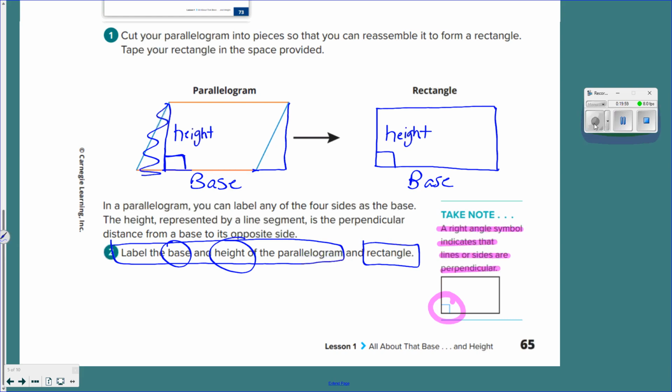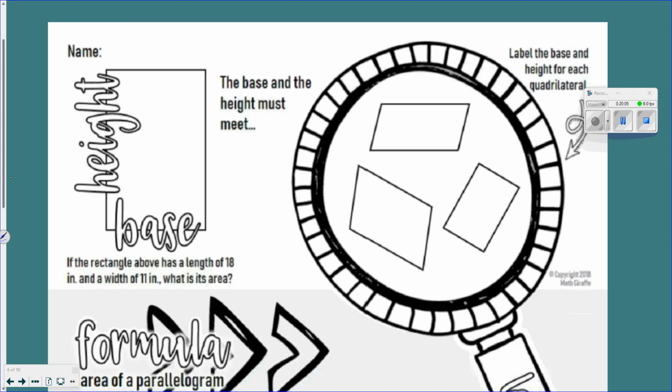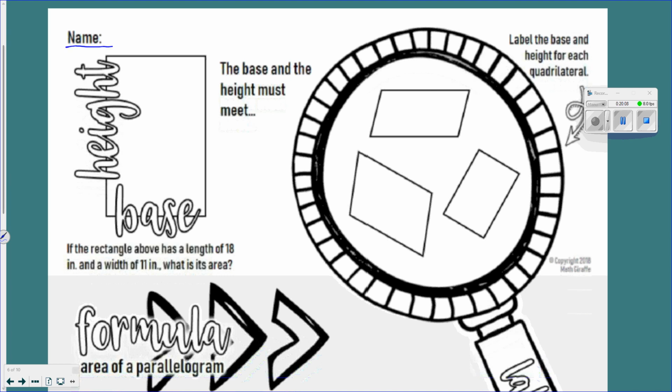Yeah, so it was giving you doodle notes on this. Remember, you can use it. Please put your name on it, so there's a chance to get it back to you.